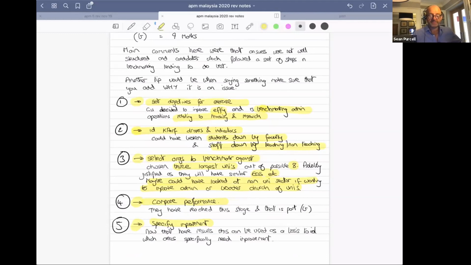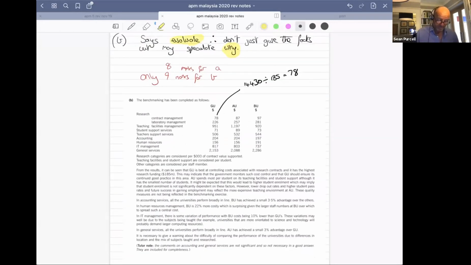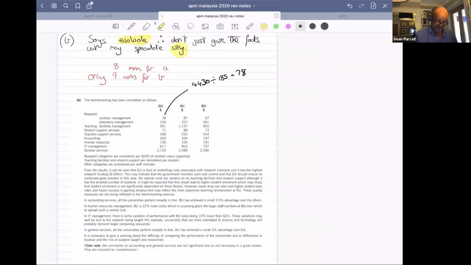They haven't actually started to specify improvement, but they're getting there, and they haven't implemented it. We're asked then to evaluate. Yes, when you're asked to evaluate, you don't just give the facts, you speculate why. So yeah, just make sure you do that.